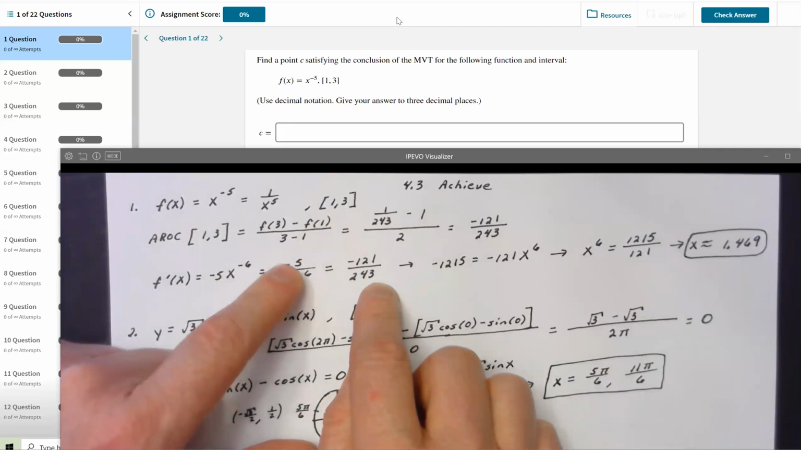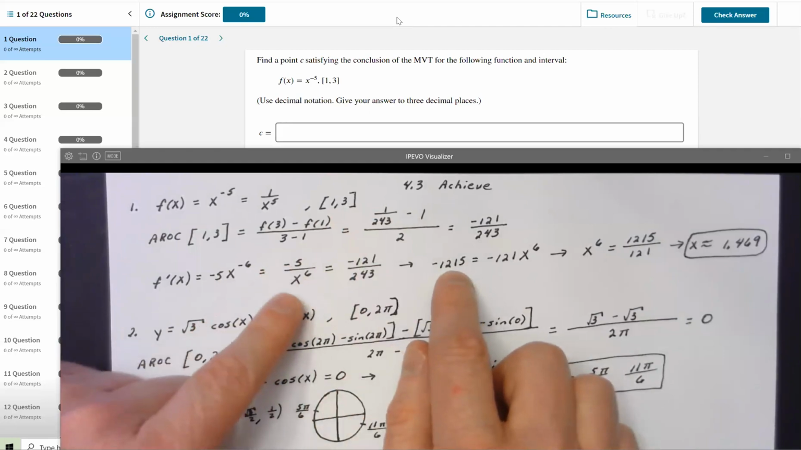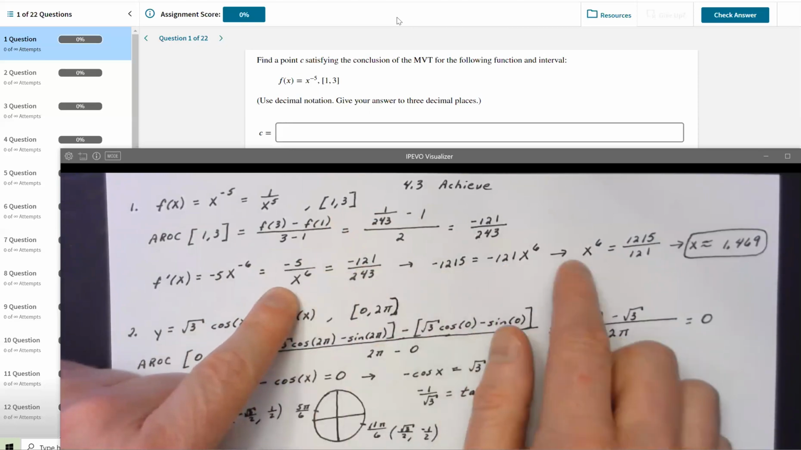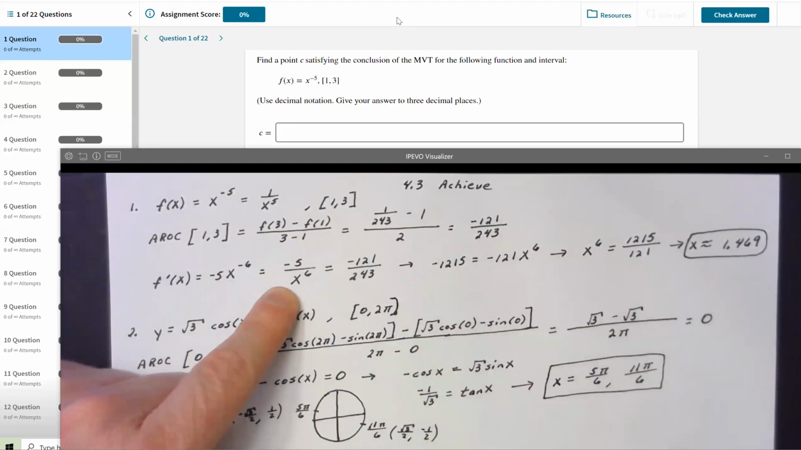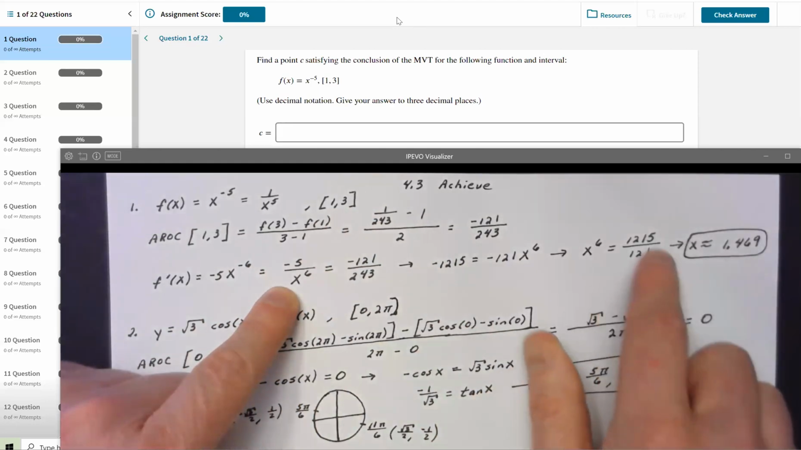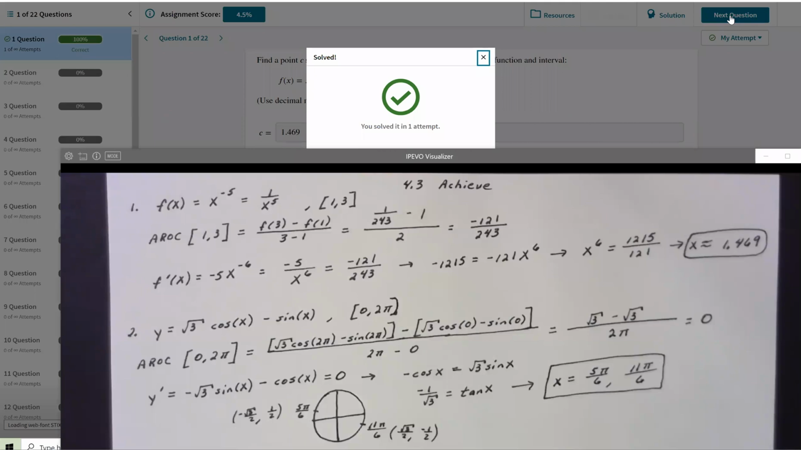All I did was I cross multiplied here. Negative 5 times 243 was negative 1215. Negative 121 times x to the 6th formed my other side. So x to the 6th is going to end up being a positive 1215 over 121, and Achieve just wanted a decimal, so I just went to my calculator, typed that in, rounded to 3 decimal places, and got 1.469. That answer is fine.